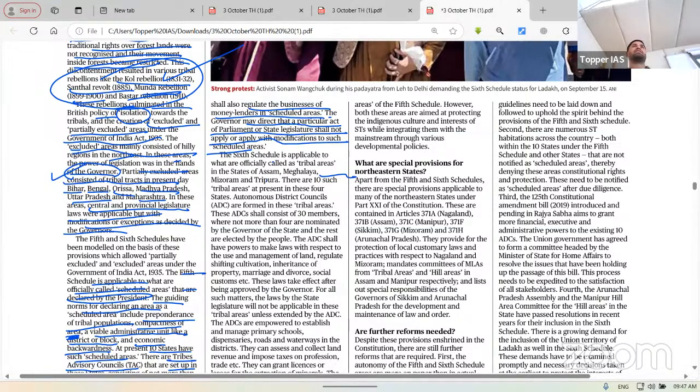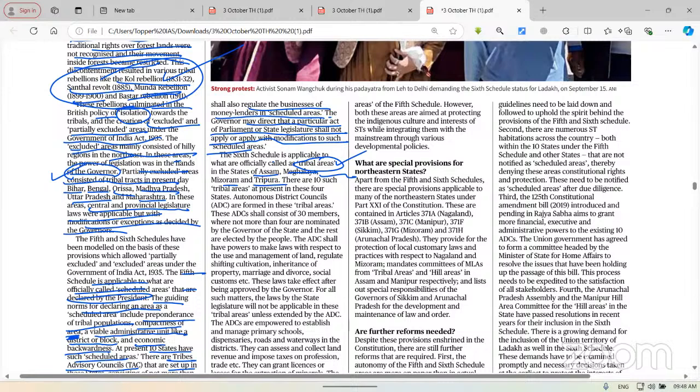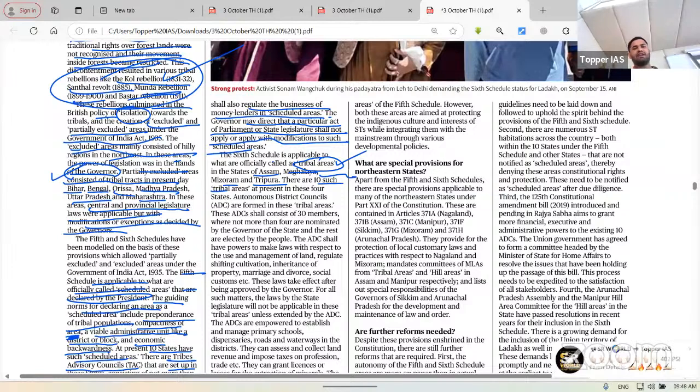Now we will also understand the difference between the Fifth and Sixth Schedule, correct? See, the Sixth Schedule is applicable to what are officially called tribal areas. What do we call the Sixth Schedule? Tribal areas in which states? Assam, Meghalaya, Mizoram, your ATM square, right? Assam, Tripura, Meghalaya and Mizoram. So there are 10 such tribal areas at present. How many tribal areas are there in these 4 states? The states are 4, but the tribal areas are 10.